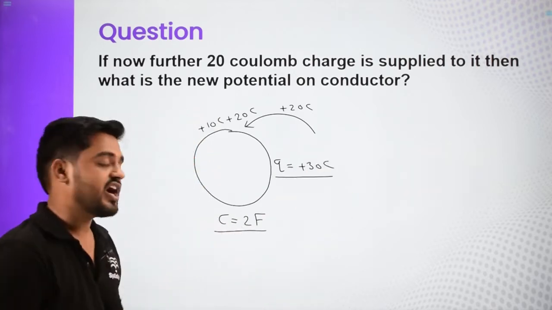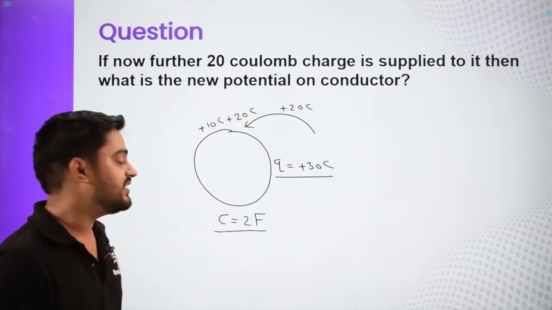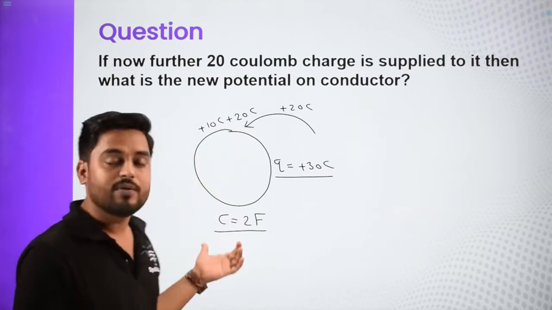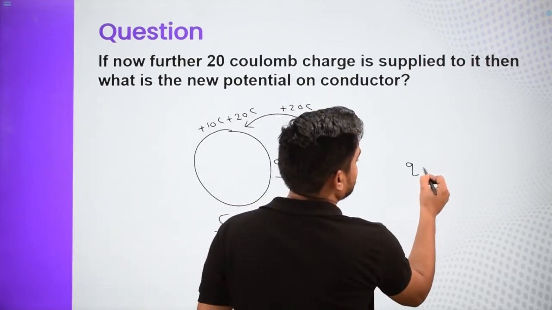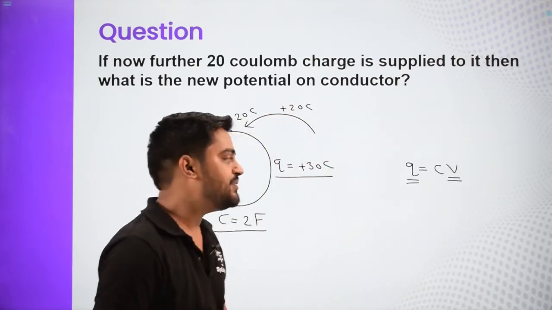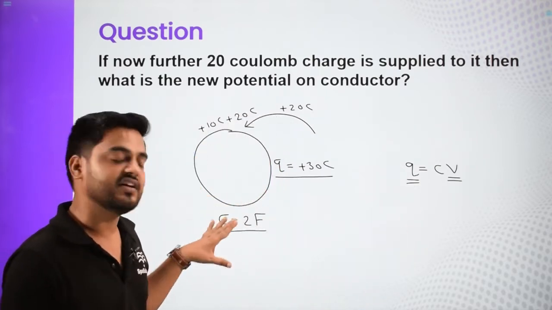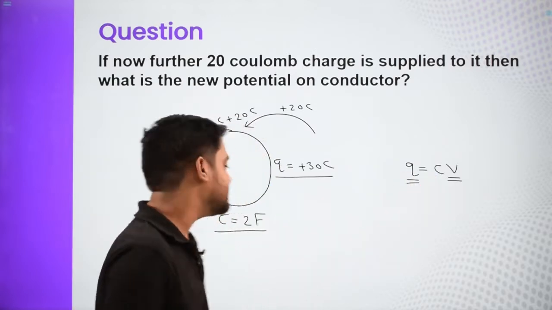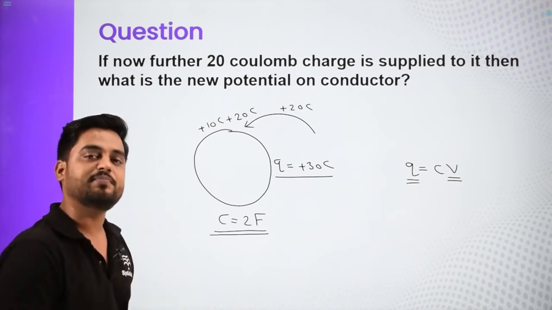And now we know the charge. See, capacitance is a property of the material or conductor, its shape and size. So in Q is equal to CV, if you change the charge, then the potential changes, but capacitance doesn't. Until and unless you change the shape, size of the conductor or the medium, we are changing nothing, right? So capacitance remains as it is. That's why I can use the same value which I got in the previous question.